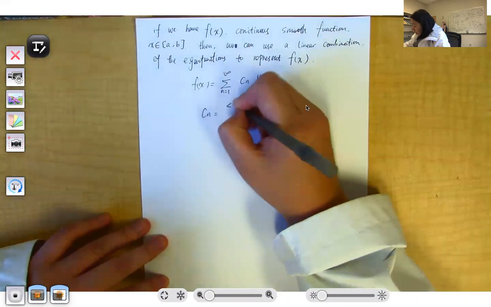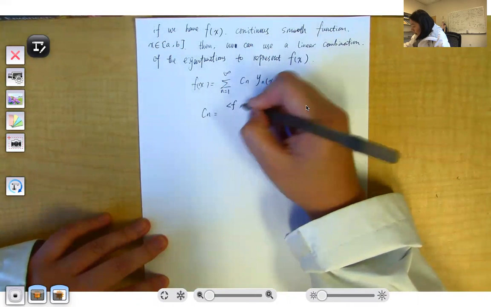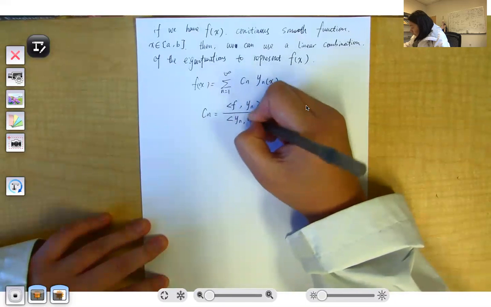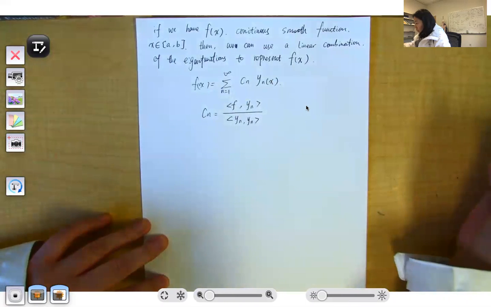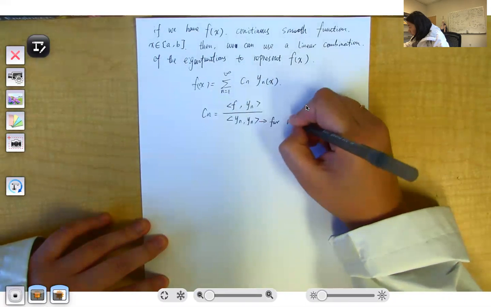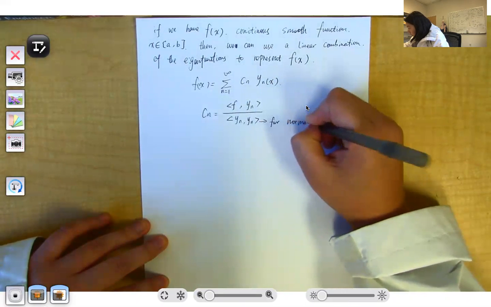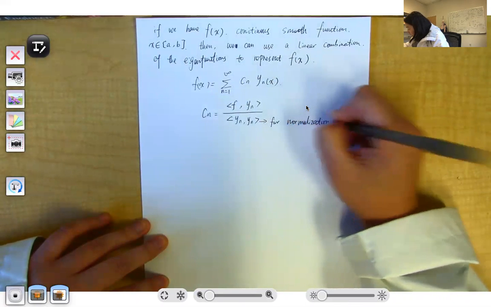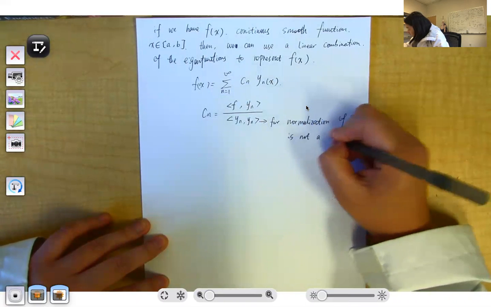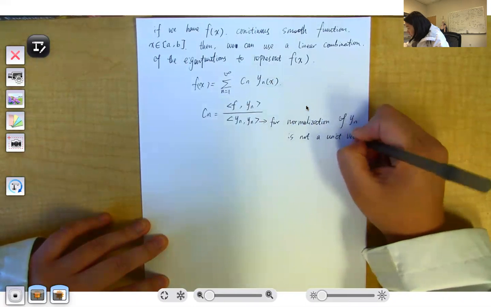So it's the inner product of f and yn over the norm of yn, which is a normalization factor. So this is only for normalization, if my yn is not a unit vector.